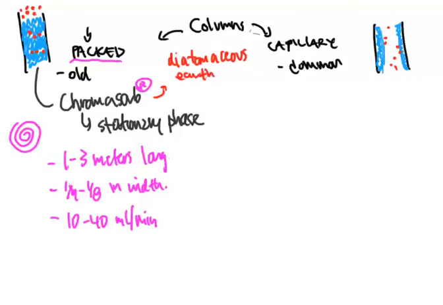Diatomaceous earth are basically little algae critters that have very high surface area, which means these are particles, and the particles are very tiny. And these particles are filling these packed columns as powder, filling the column with stationary phase. And my gas goes through those spongy-like particles as it travels through the column.